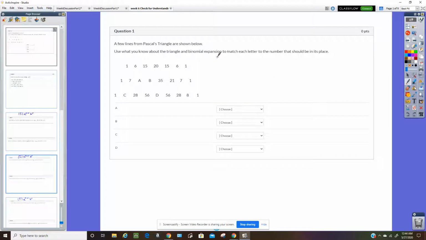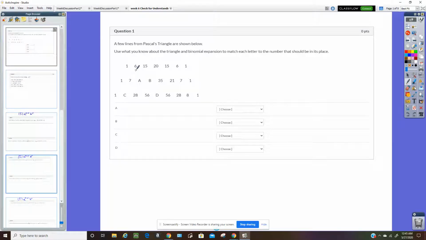This is a video of the check for understanding. So the first question, I think everyone's going to have the same one, unless even the first question is scrambled. Use what you know about Pascal's triangle and binomial expansion to match each letter to the number that should be in its place.